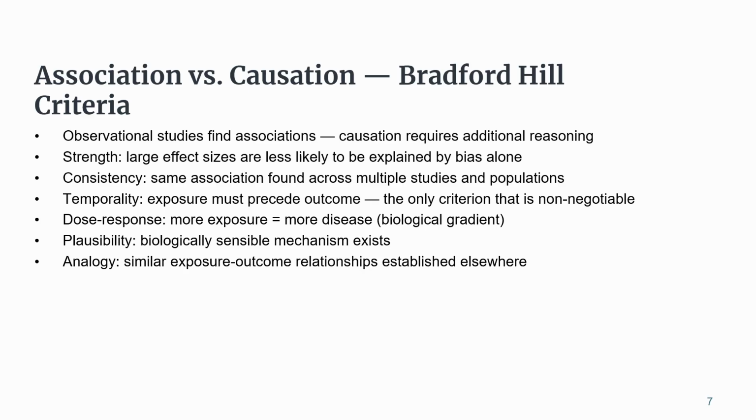This is why cross-sectional studies are inherently limited for causal inference. You can't determine which came first. Strength is about effect size. A risk ratio of 8 is hard to explain away with bias. A risk ratio of 1.2, possibly real, but could easily be a residual confounder.